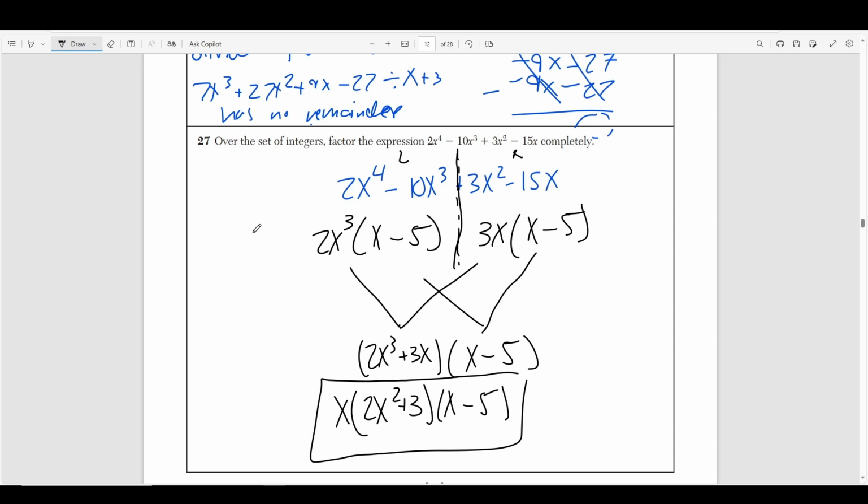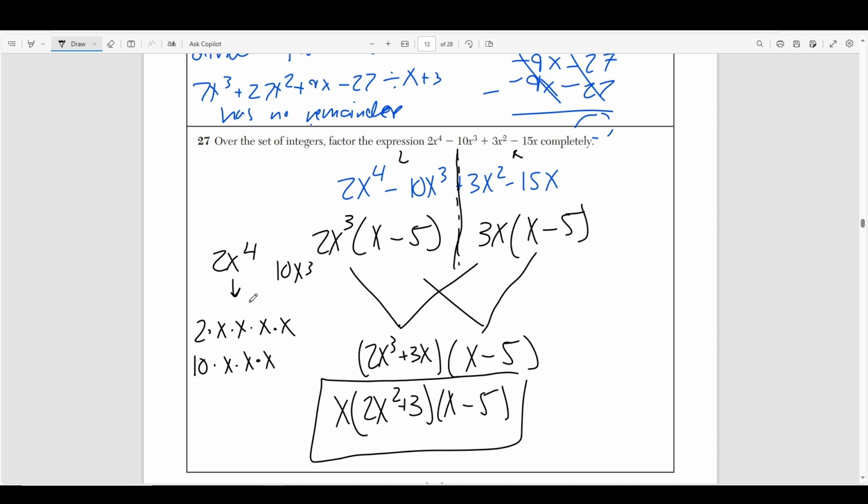So for example, and this might be useful for problems like these where it's not obvious what goes into both of these numbers, what you can take out, just break them down. So 2x to the power of 4 is the same thing as saying 2 times x times x times x times x, right? X to the power of 4 is x multiplied by itself 3 times, okay? 10x cubed is the same thing as saying 10 times x times x times x. So 3 times, right? Because it's x cubed.